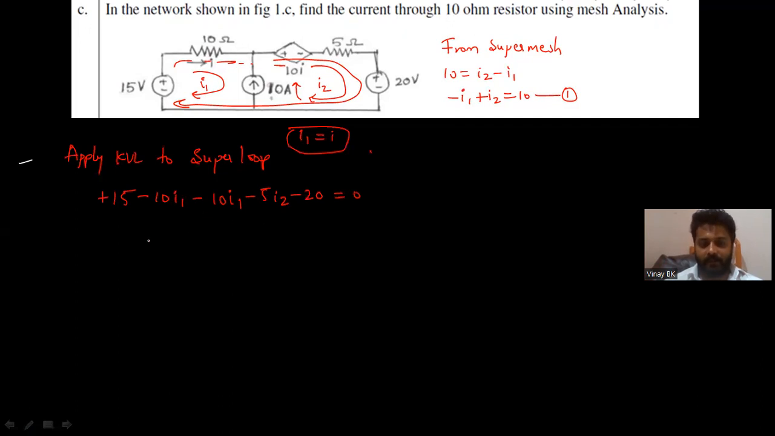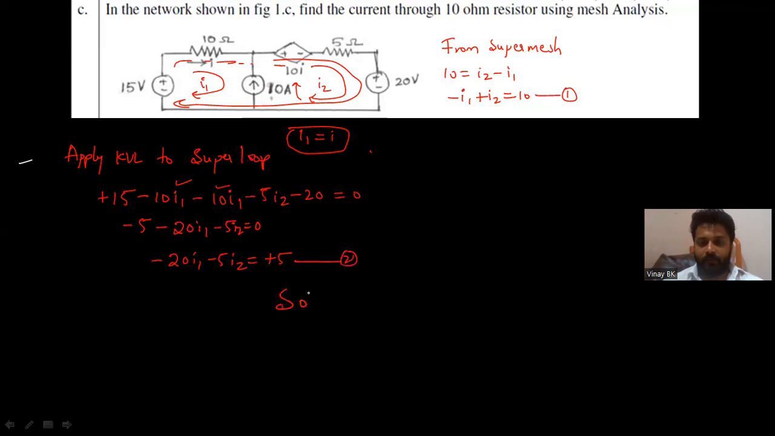So now we rewrite here. 15 minus 20 is nothing but minus 5, minus 10 I1 is minus 20 I1, minus 5 I2 equals 0. So rewrite here: minus 20 I1 minus 5 I2. I'll send that minus 5 to the right side, it becomes plus 5. And this is equation number 2.